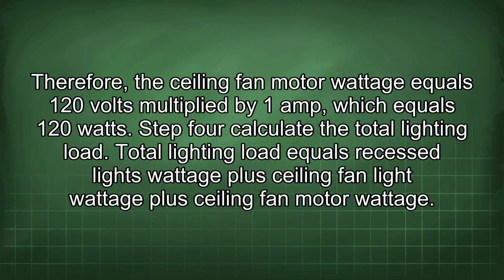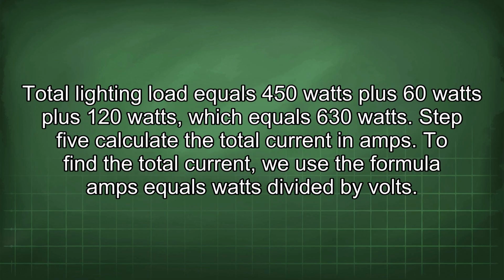Step 4. Calculate the total lighting load. Total lighting load equals recessed light wattage plus ceiling fan light wattage plus ceiling fan motor wattage. Total lighting load equals 450 watts plus 60 watts plus 120 watts, which equals 630 watts.